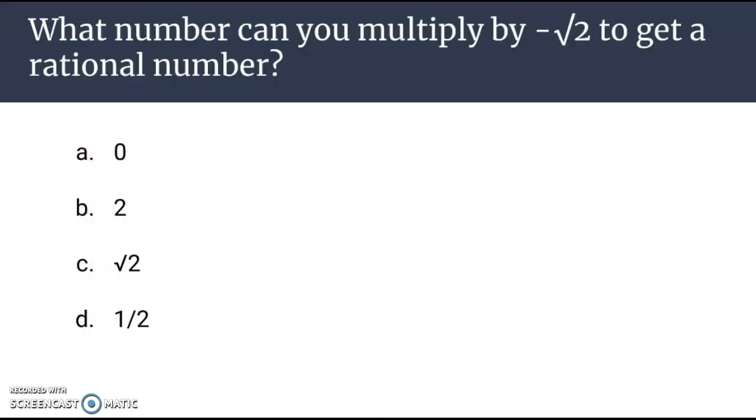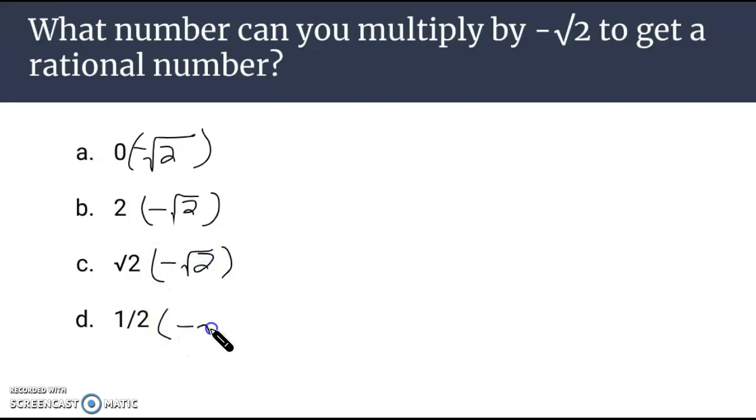All right, looking at another one here. What number can you multiply by negative square root of 2 to get a rational number? So that's what we're going to do. We're going to multiply each of those by negative square root of 2. Notice the negative is on the outside, and that means if it was on the inside, it'd be an imaginary number, which we're not talking about here. Probably won't talk about imaginary numbers until you get to your Algebra 2 class, but they do exist. So I'm multiplying each of these by square root of 2.